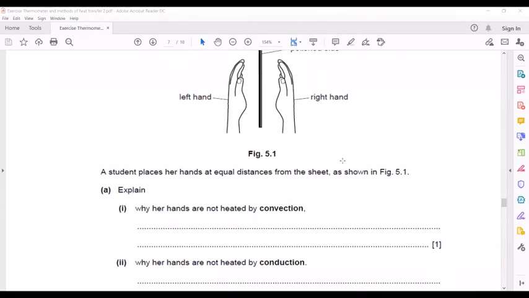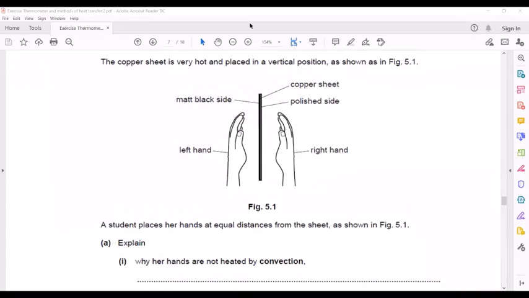Explain why her hands are not heated by convection. Why are her hands not heated by convection? Because the hot energetic molecules, the air, will rise up. Air will not move sideways, the hot air will always rise up. So as the air rises up, there is no collision between the particles of air and the hand. That's why there is no convection. So hot air always rises up. It will not move right or left or sideways.